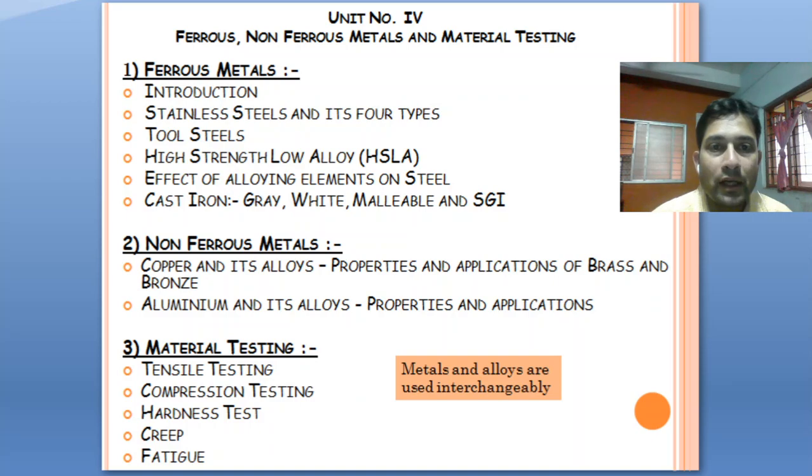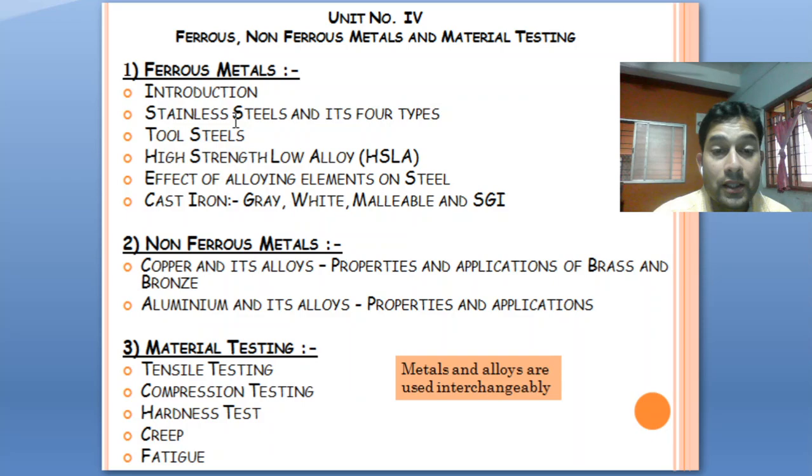You know that we have been discussing unit number 4, that is ferrous, non-ferrous metals and material testing. I would like to draw your attention towards the things we have completed. In the last lecture, which was around 20 minutes, we discussed ferrous metals, and under that we discussed some introductory basics about metals, and then basically stainless steel and its 4 types.